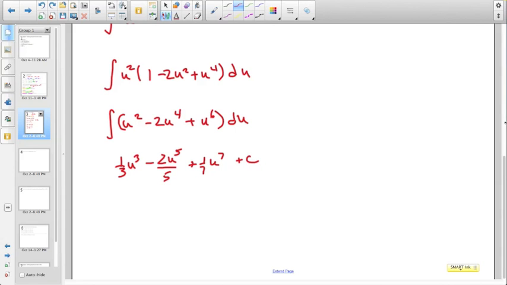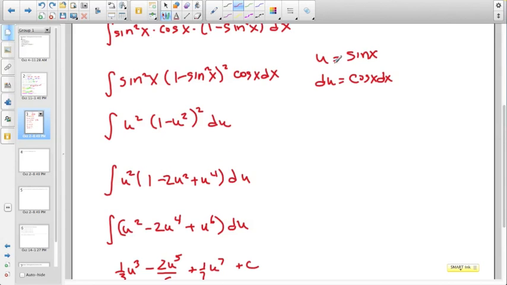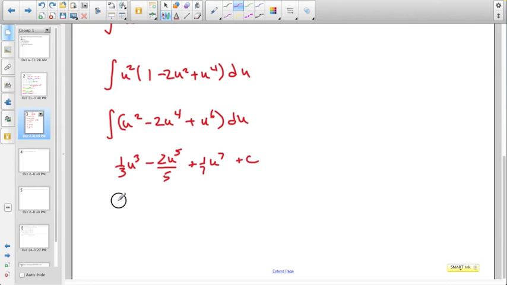Then substituting back in our value for u, which is sine of x, we have 1/3 sine cubed x minus 2/5 sine to the 5th power x plus 1/7 sine to the 7th power x plus c.